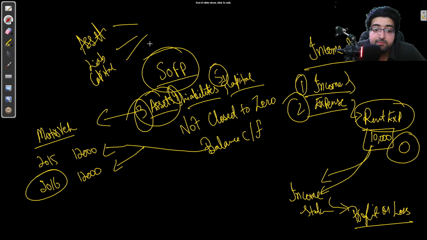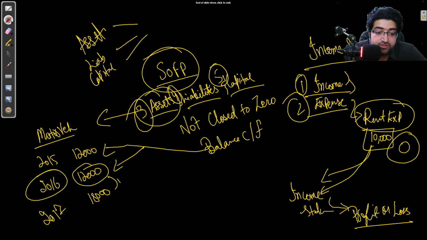Okay, for example, I will buy more motor vehicles in 2017, so this balance can move to 18,000: 12,000 for the motor vehicles I had, and then I purchased more motor vehicles worth 6,000, so now the balance is 18,000. So this is accumulating over time. This just shows the balance of your accounts on a specific date. Okay, that's why. I hope it's clear.